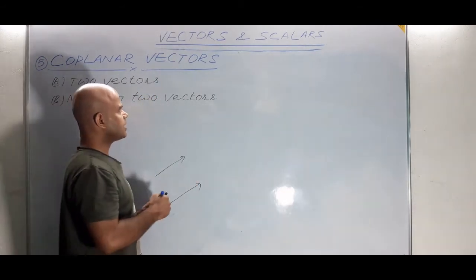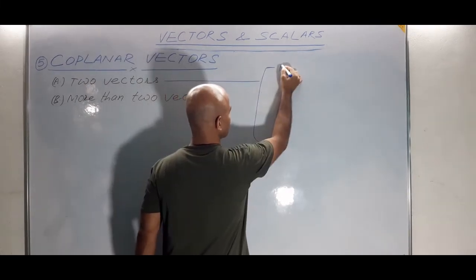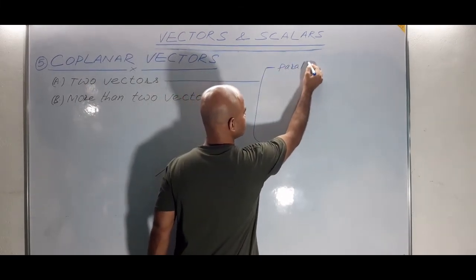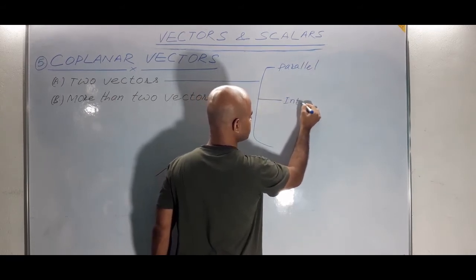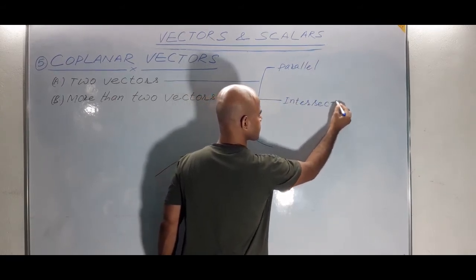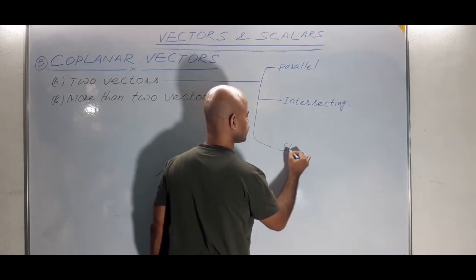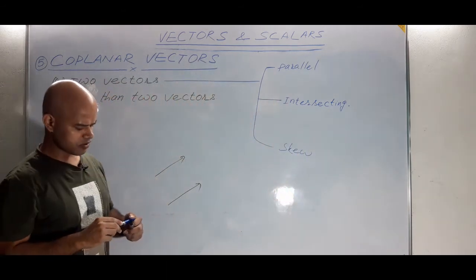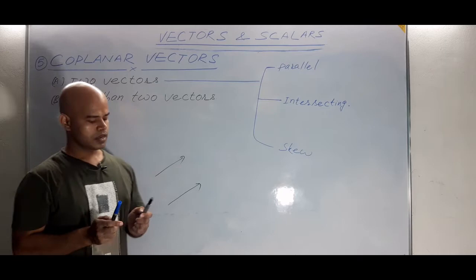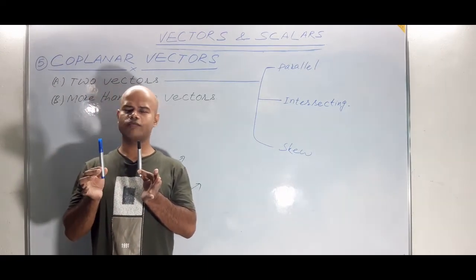So let's look at each of these possibilities. Vectors can be parallel, vectors can be non-parallel or simply intersecting, and the vectors can be skew, neither parallel nor intersecting. So let's look at each of them. If you talk about two vectors which are parallel, they'll always be coplanar.